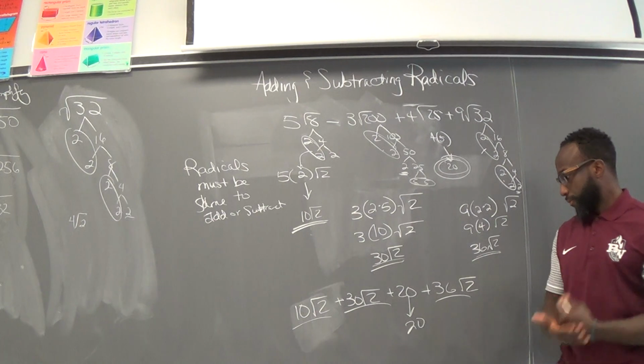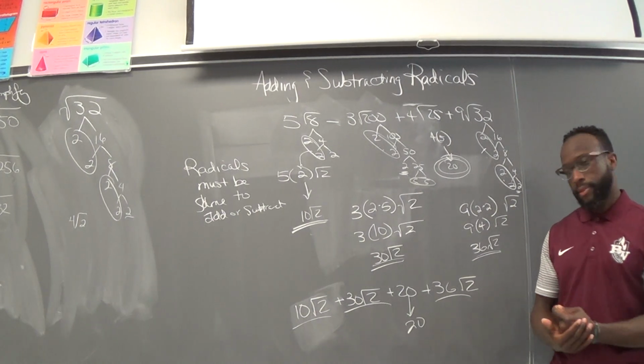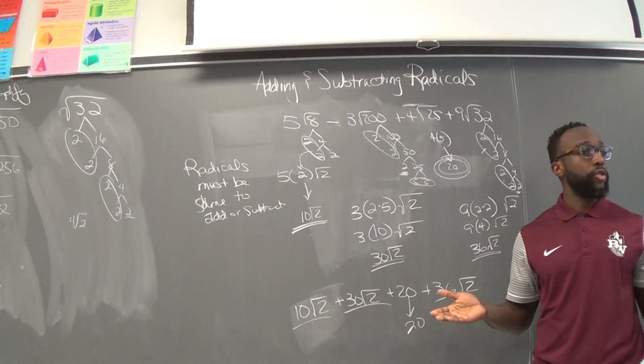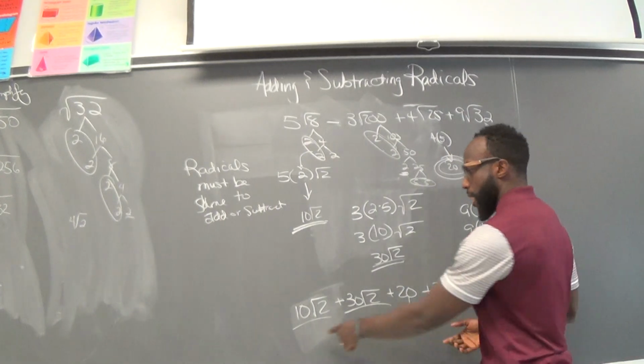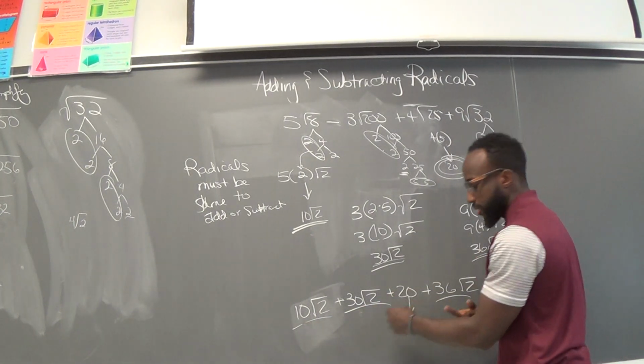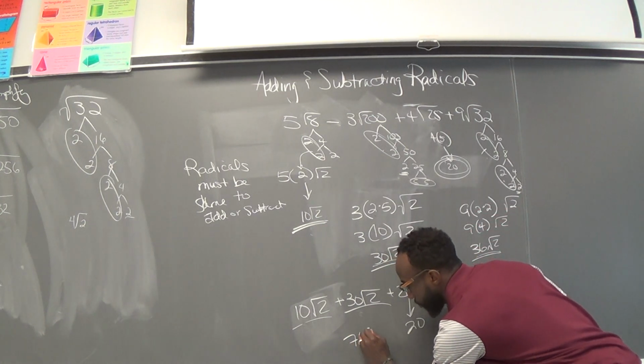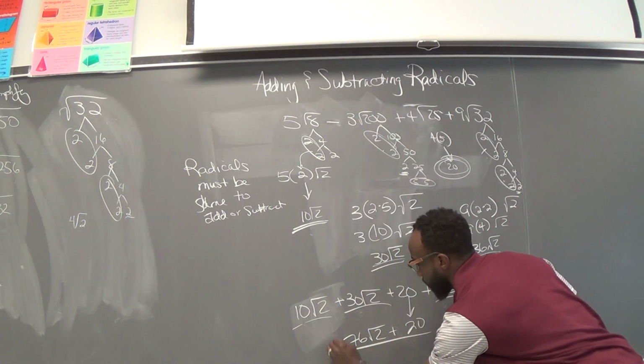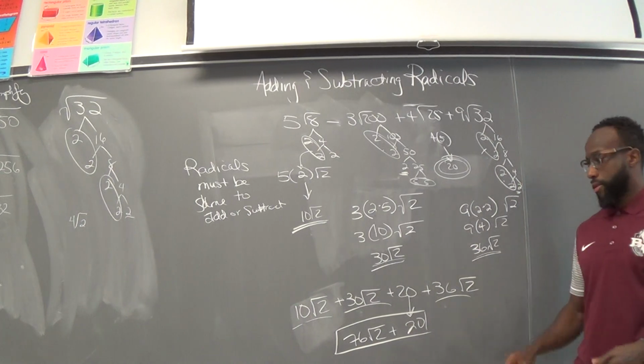10 plus 30 is 40. 40 plus 36 is 76 root 2 plus 20. That's the answer. That's it.